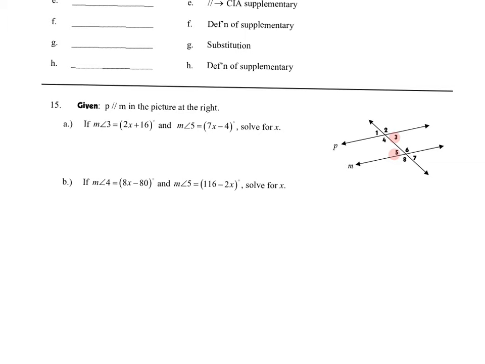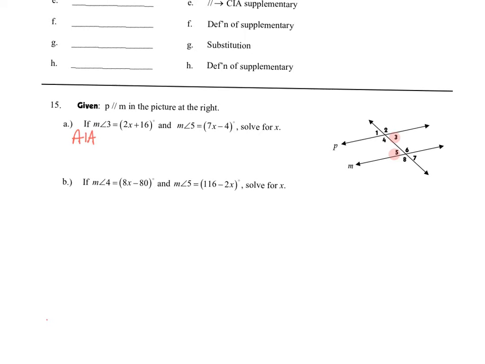So the first thing we need to do is identify what type of angles we have, given that these lines are parallel. Since these lines are parallel, and the angles that we're talking about are inside, or on the interior of, the parallel lines and on the alternate sides of the transversal, what we should see is that these angles are alternate interior angles. And so therefore we know that they are congruent.